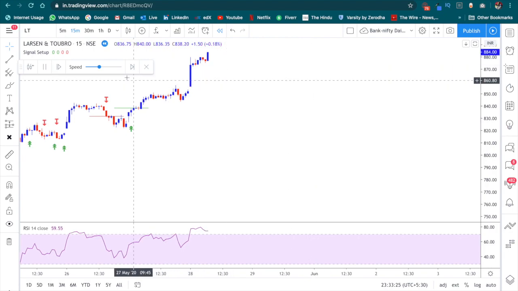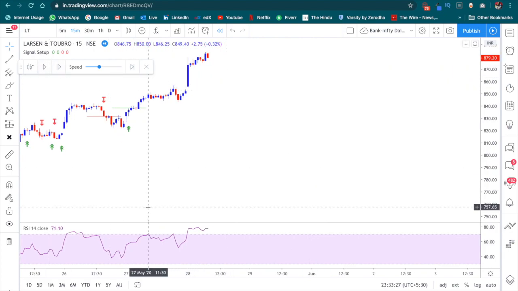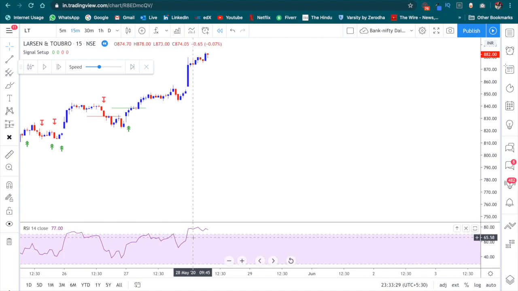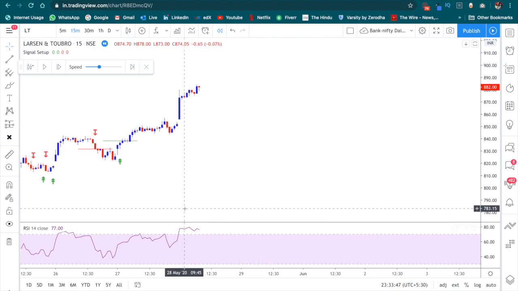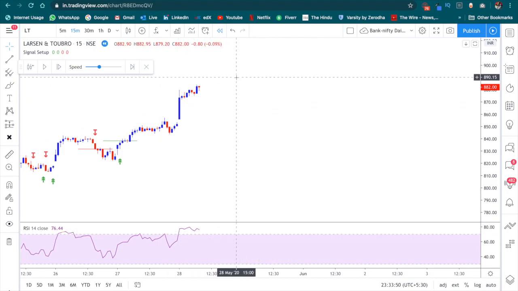I would like to pause the video here and show that the RSI is already in an overbought zone. However, the signal system generator is intelligent enough to understand that the trend is intact, and no bearish signal was generated here.